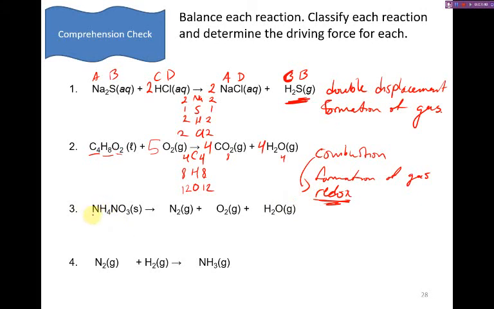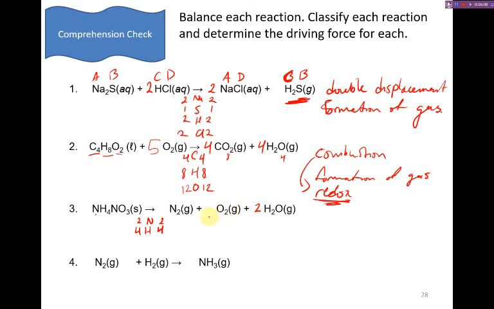Okay, number 3. So start by balancing it. So far we've got 2 nitrogens on each side, so that's good. Hydrogen, we have 4 on the left, so let's put a 2 here. And now oxygen. We've got 3 oxygen on the left and 4 on the right. So how are we going to do this?